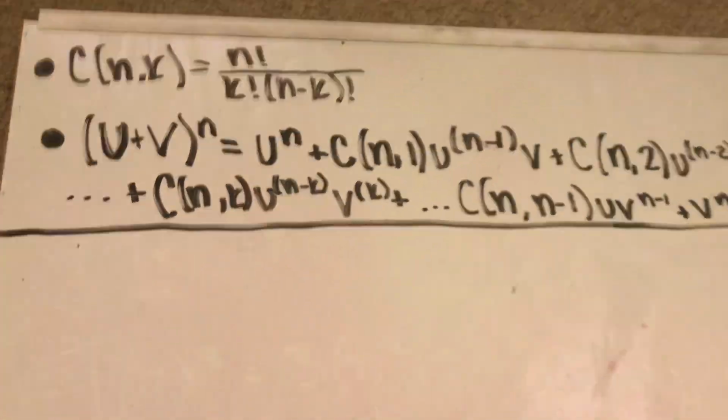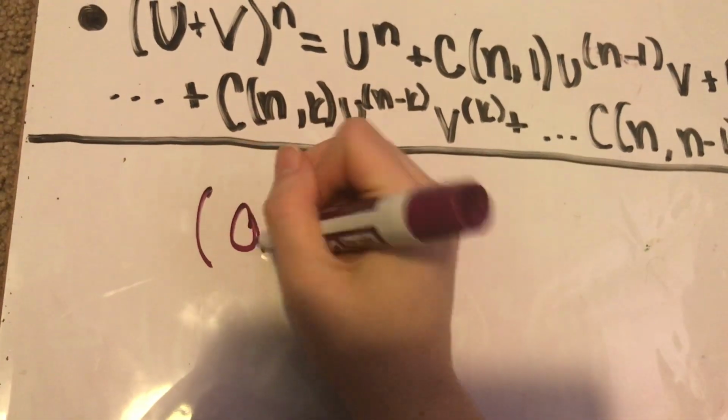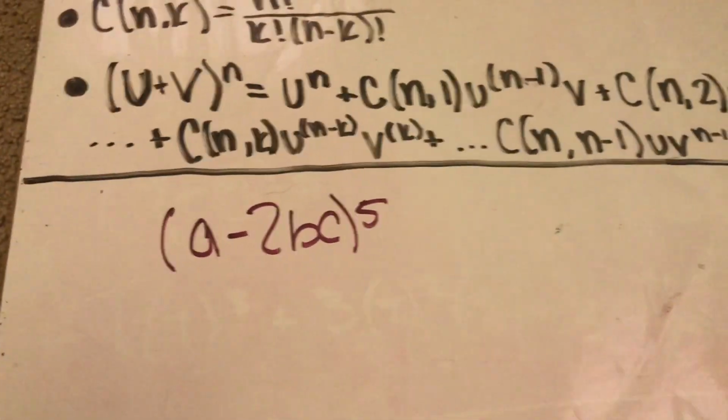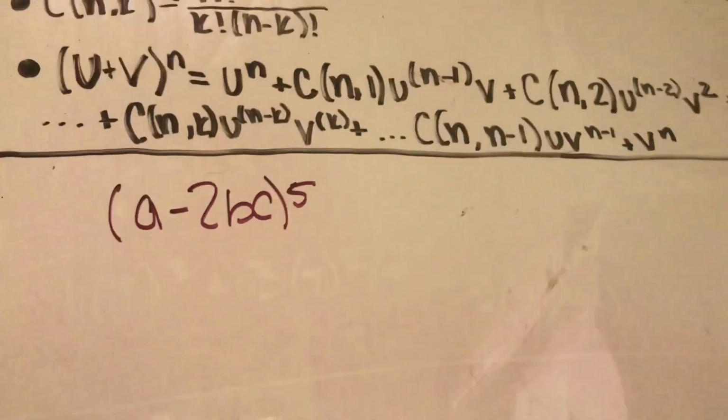So let's try this out with some numbers. Let's do (a minus 2bc) to the fifth. Did I say numbers? Because I meant numbers and variables to make it a little trickier.